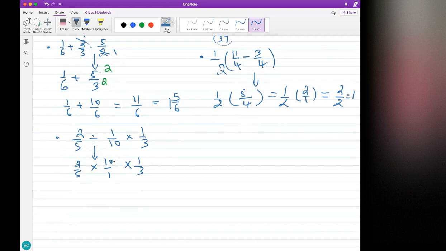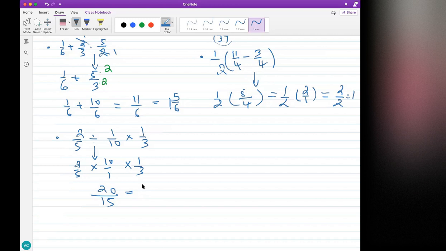You can do 2 times 10 times 1, which is 20. 5 times 1 times 3, that's 15. Because they're both multiplications, we can do them at the same time. Can we simplify this fraction? Yes. Okay, what goes into both numbers here? 5 times, that's right.